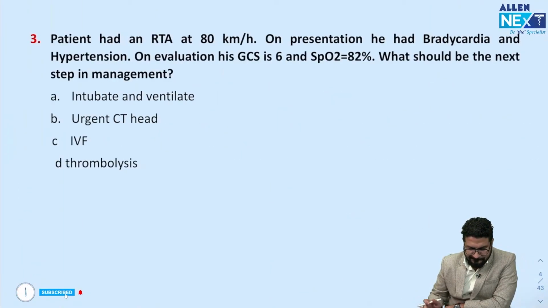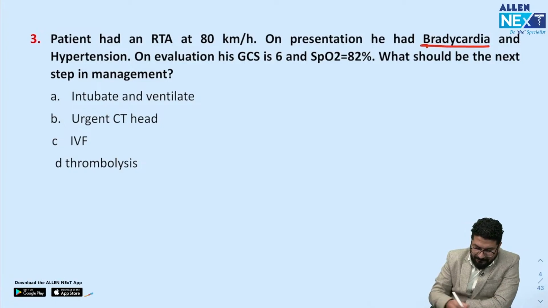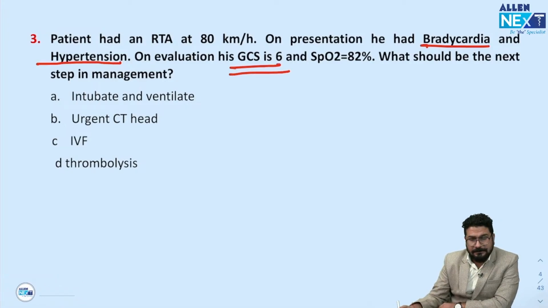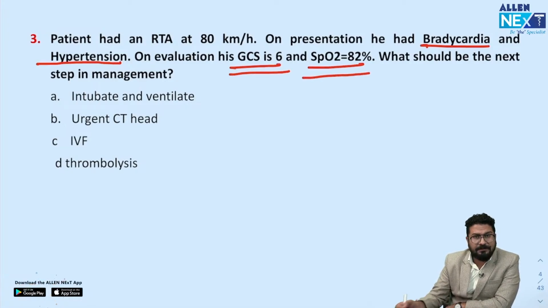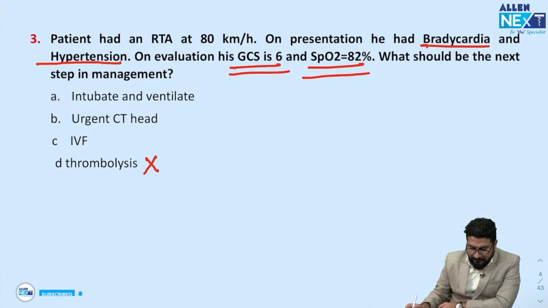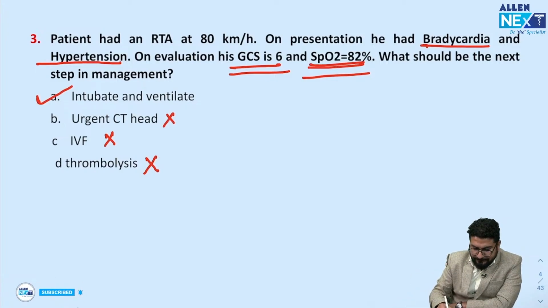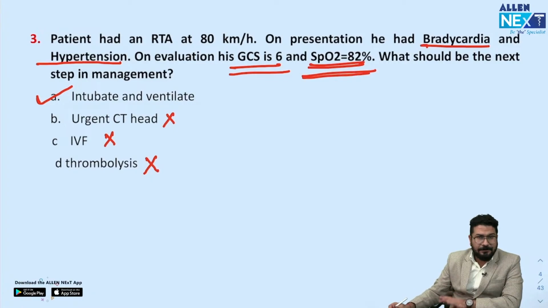समझ आया? ओके. Patient had road traffic accident. Presentation is having bradycardia and hypertension. So what we call this? Cushing reflex. GCS is 6, so there is low GCS. SpO2 is 82. SpO2 भी कम है, GCS भी कम है. What should be the next management? Now we don't know if it's stroke or not, so thrombolyze करने का तो पता ही नहीं है. IV fluid we will give, but there's hypertension already. Urgent CT head, but this is a condition where the patient needs an urgent intubation because SpO2 is low. Am I clear? So it's an indication of urgent intubation of this patient.